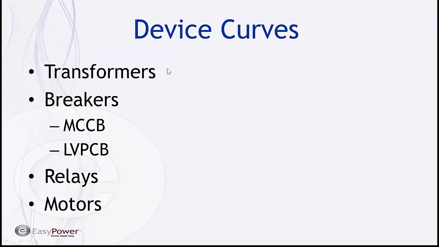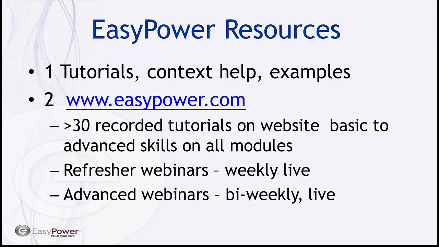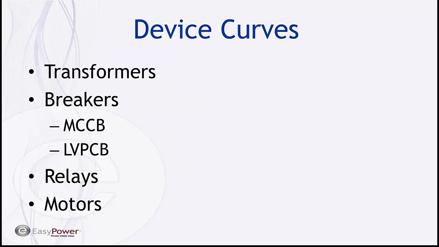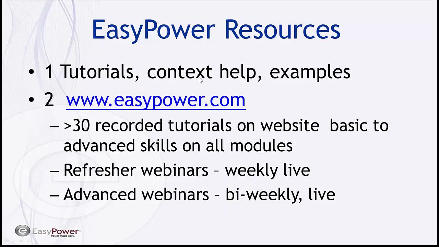Okay, so what we're going to do now is look at the device curves. One of the key features of the coordination module is the ability to look at each of these protective devices. And it's important to make sure, as we're looking at a one-line diagram, that we can distinguish between the loads, the elements that need protection, and the devices that are going to do the protecting. So let's get in and talk about that.